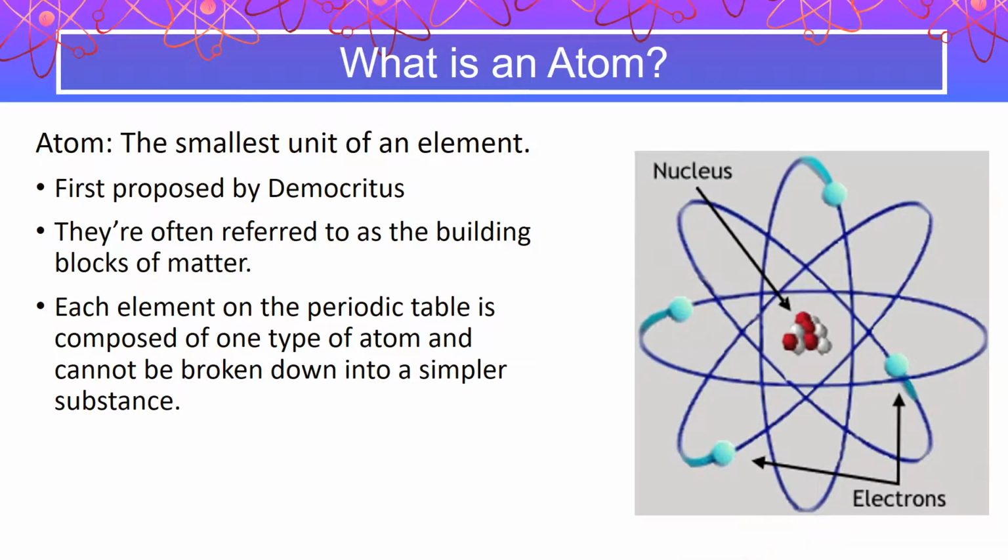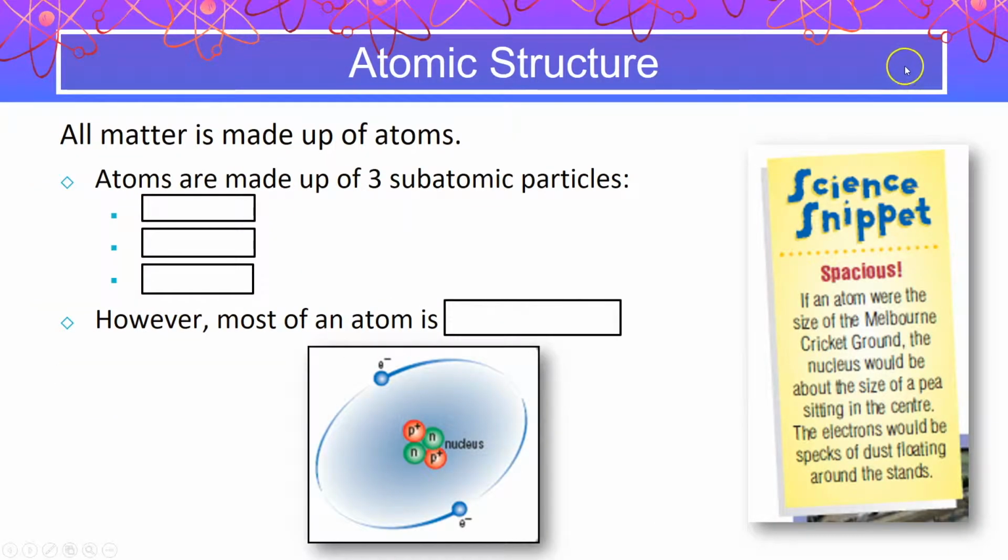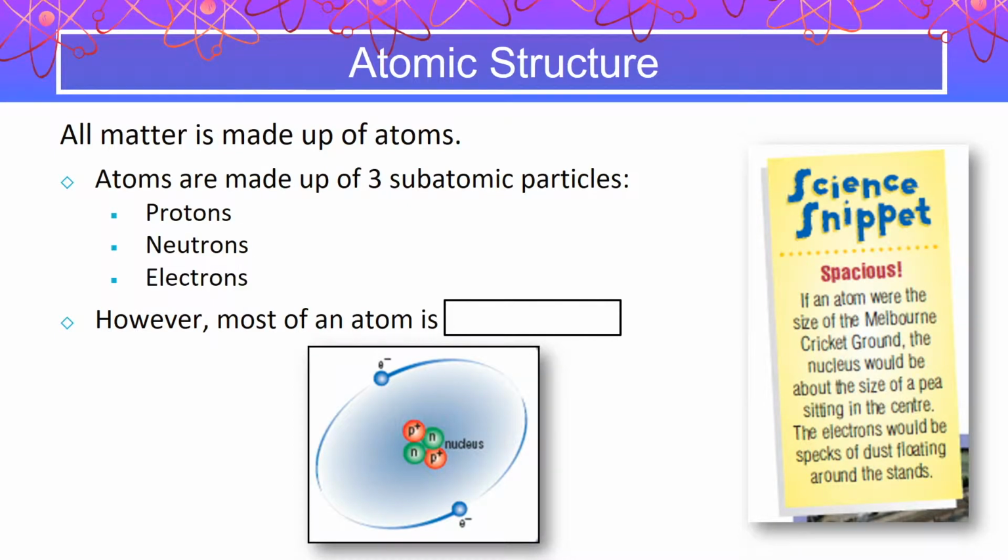So here's our atom, and you can see some of those particles already. So let's get into detail with them. All matter is made up of atoms, and atoms themselves are made up of three key subatomic particles. There are protons, neutrons, and electrons. However, most of an atom actually happens to be empty space.